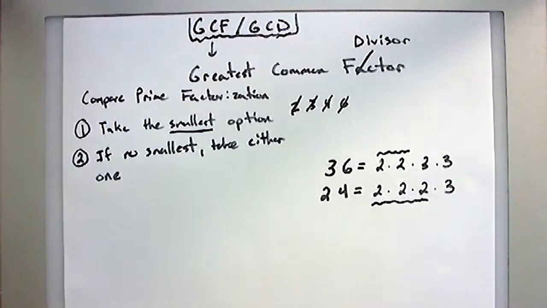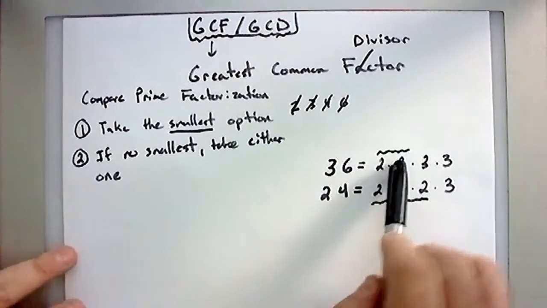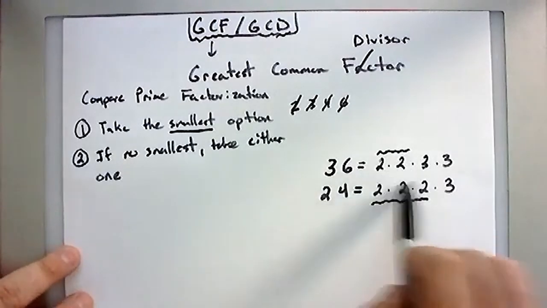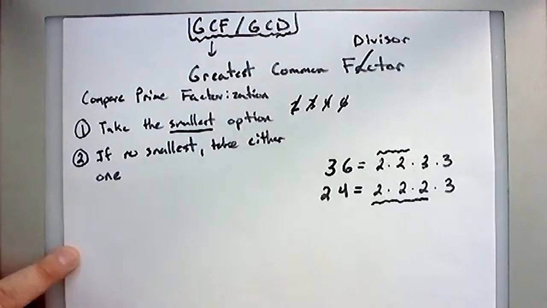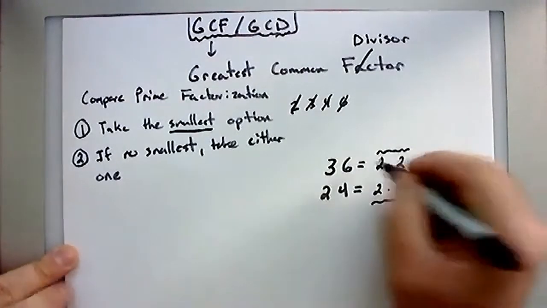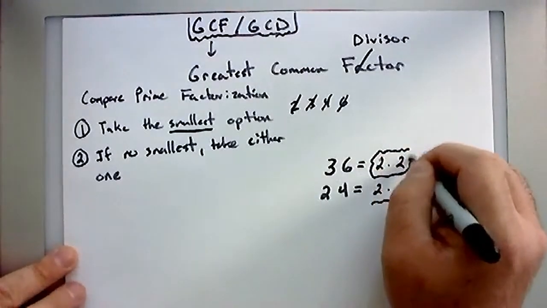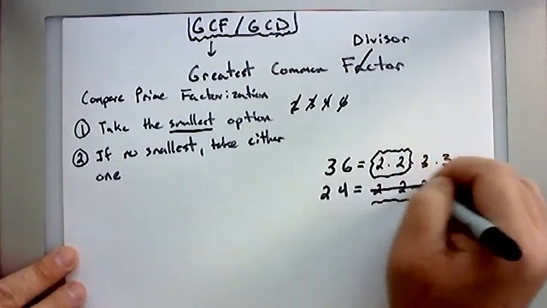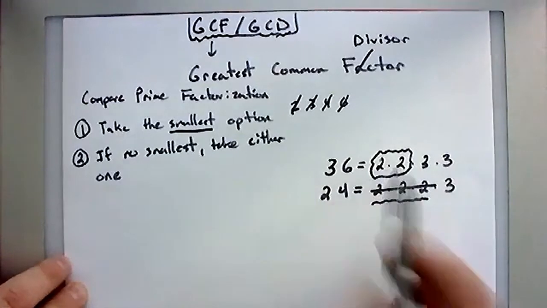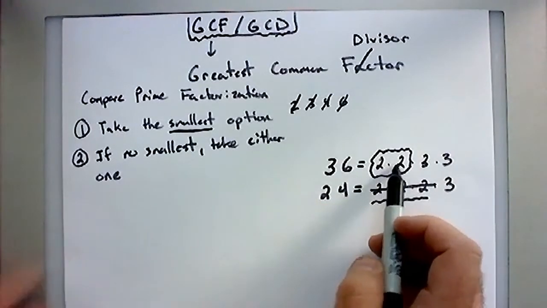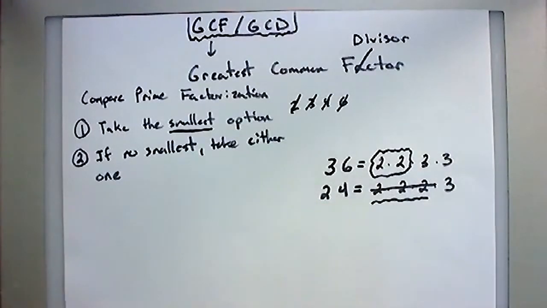Which is the smallest option? Should we take 2 2s or 3 2s? The smallest option would be to take 2 2s, right? Because 2 is less than 3. So that is what we're going to do. I'm going to take these 2 2s here, and I'm going to eliminate the larger group. Keep or take the smallest option, the smallest group. It's not always a group. Could just be a single number.